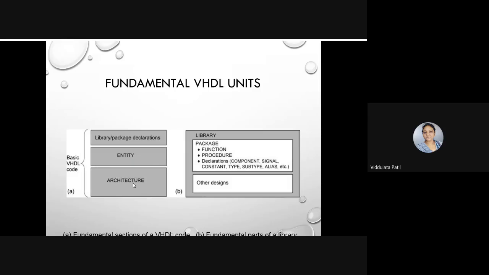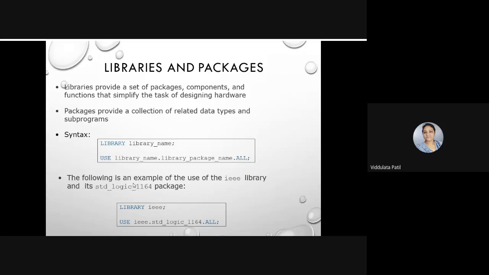So all this combined gives us a basic VHDL code. Now let us see how to declare libraries or packages in the VHDL code. Now what is meant by libraries? As I said, the libraries provide a set of packages, components, and functions. Now why are we using these libraries? Because they simplify our task of designing hardware.